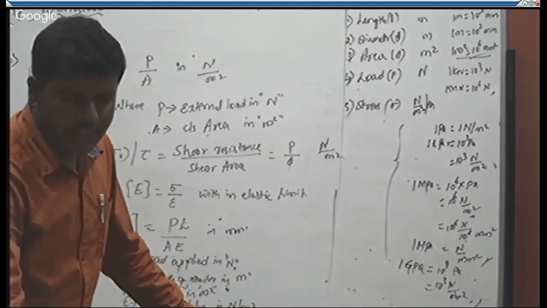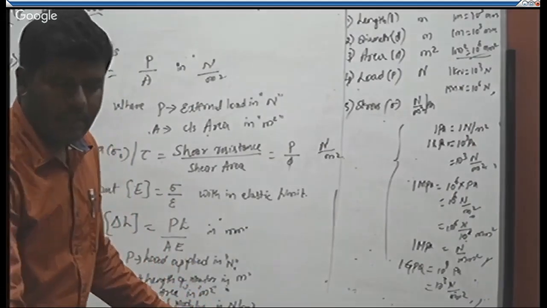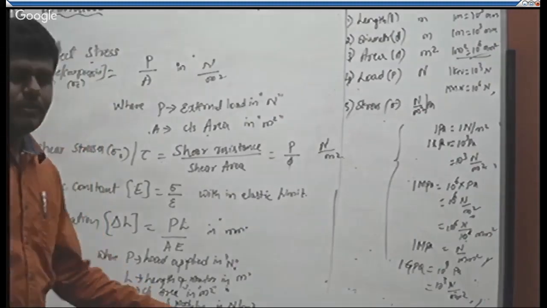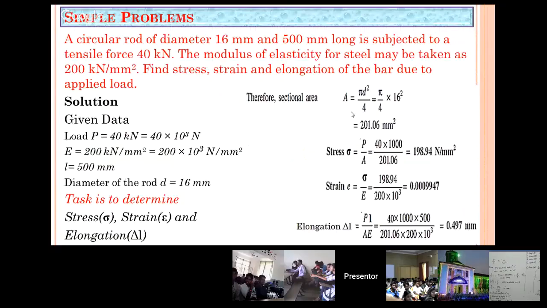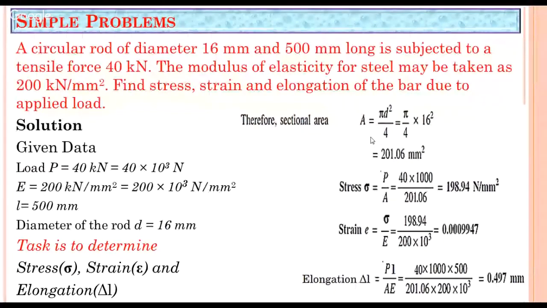So next we'll take one simple problem on direct stresses. This is a very simple problem, so you can solve it when you have understood the concepts well. Just have a look at the data they have given. A circular rod of diameter 16 mm and 500 millimeter long is subjected to a tensile force of 40 kilonewton. So here we have to write the other two terms, like elongation.